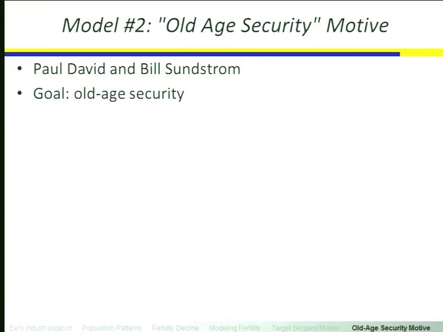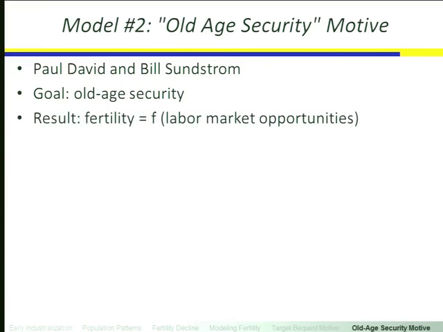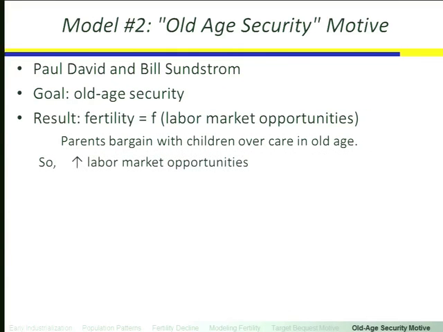Their story is that fertility depends upon labor market opportunities, and it goes like this. Parents engage in an implicit bargain with their children over who's going to care for the parents, which is largely mother, in her old age. Who's going to take care of mama after daddy dies? Implicit means people don't sit down around the dining table and talk about this. There's an implicit bargain that goes on between the parents and the children over who's going to care for mama in her old age. And part of this bargain is to say, Chris, if you take care of mama when she's old, I'll leave you the farm.